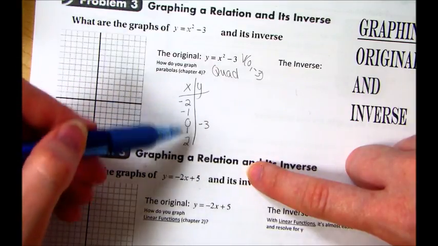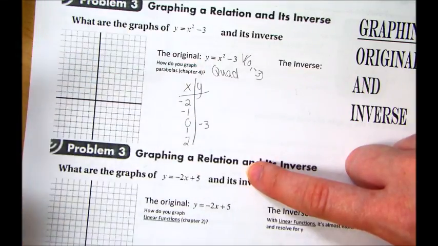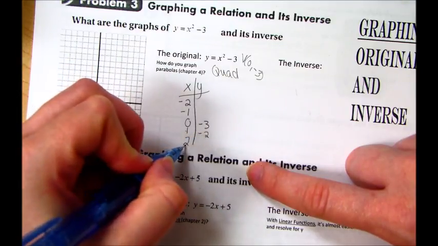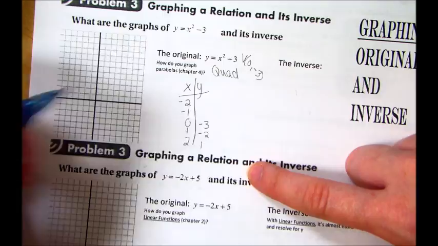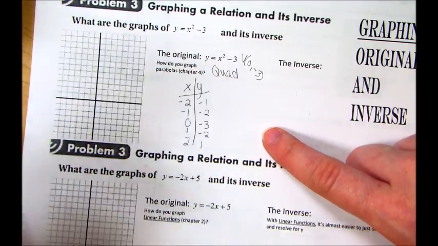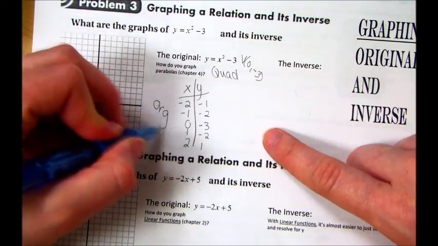Now you take these numbers, if you remember, and you plug them into your equation. So 1 squared minus 3 is -2. 2 squared minus 3 is 1. Again, I'm really hoping you remember how to plug numbers into an equation to get your y values. So this is the original.